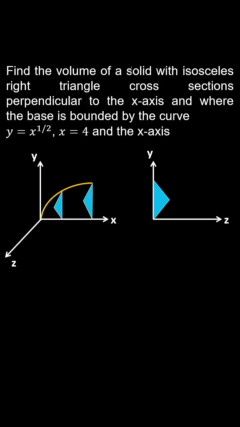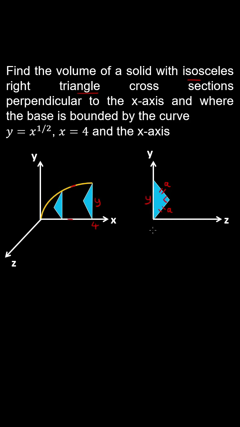Let's find the volume of a solid with isosceles right triangle cross sections that are perpendicular to the horizontal axes or parallel to the yz plane. And the base is bounded by the square root curve, the vertical line x equals 4, and the horizontal axes. So these edges are equal, and the hypotenuse is described by y.